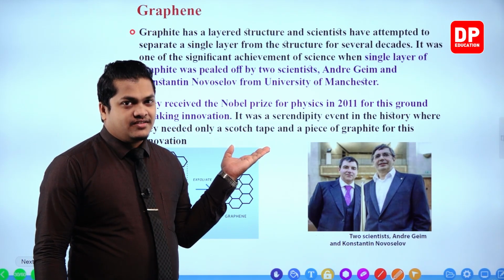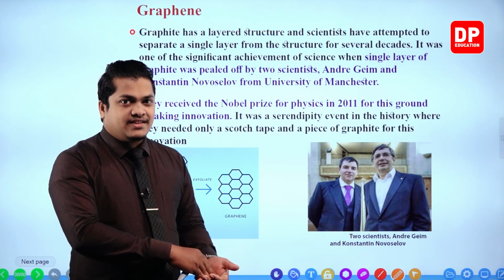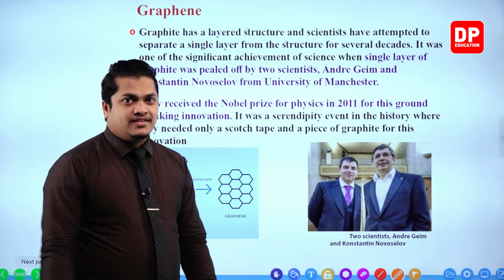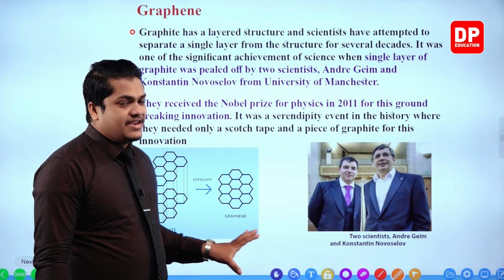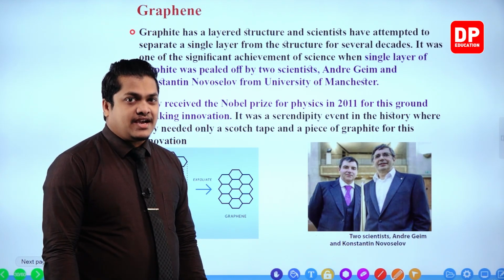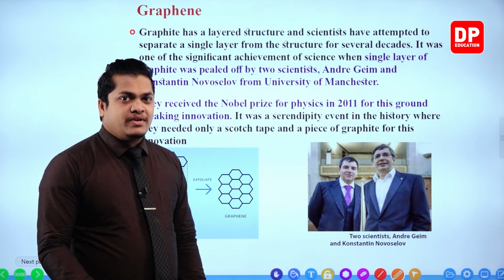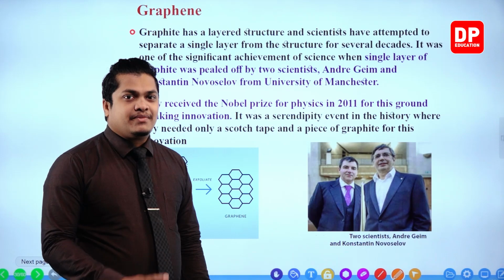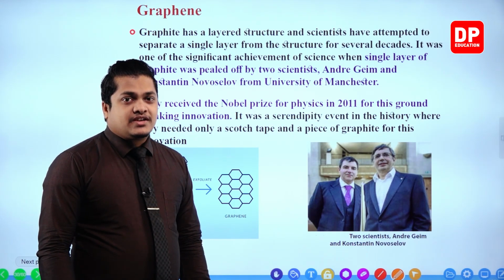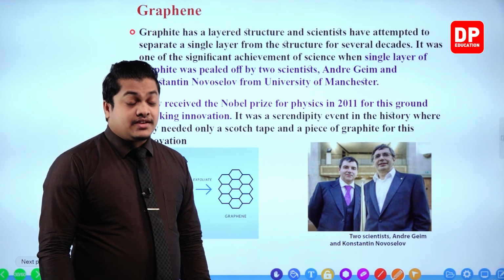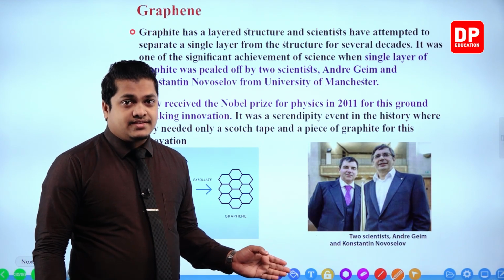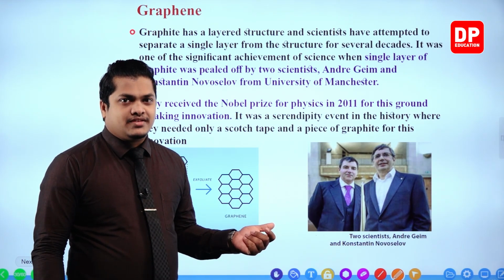So like I said, my dear children, they needed only a scotch tape and just a piece of graphite. You just take the scotch tape, paste it, then drag it, then you can separate a graphene layer. Very simple. However, they have tried it for many times. Then they used the simple method after that. So it is a groundbreaking innovation, actually, because it's a very simple method.